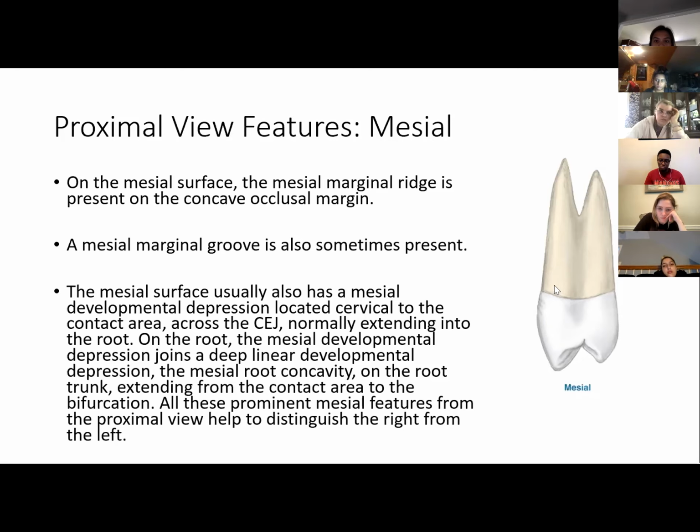Here's where your contact area is. Here's where your cervical line is, so it's going to be cervical. And then it normally extends into the root. On the root, the mesial developmental depression joins a deep linear developmental depression and the mesial root concavity on the root trunk. So that would be all of this right here, okay? Extending from the contact area all the way into the bifurcation, okay?